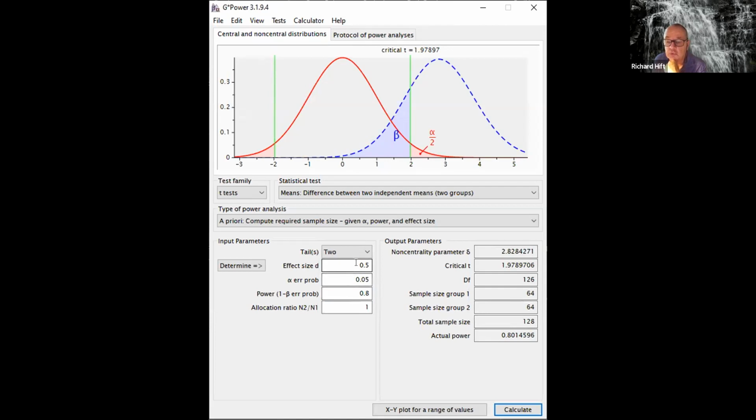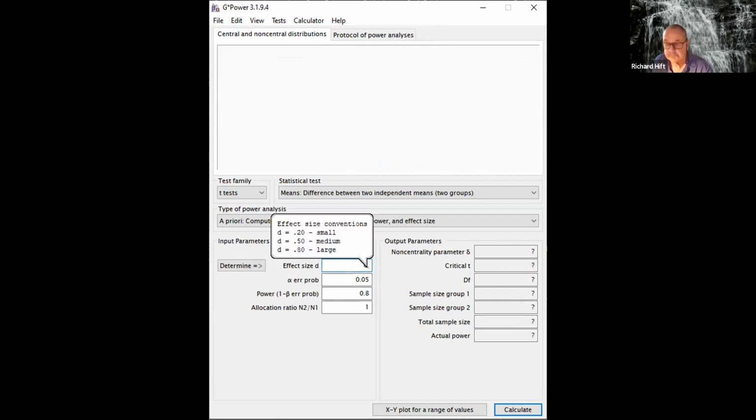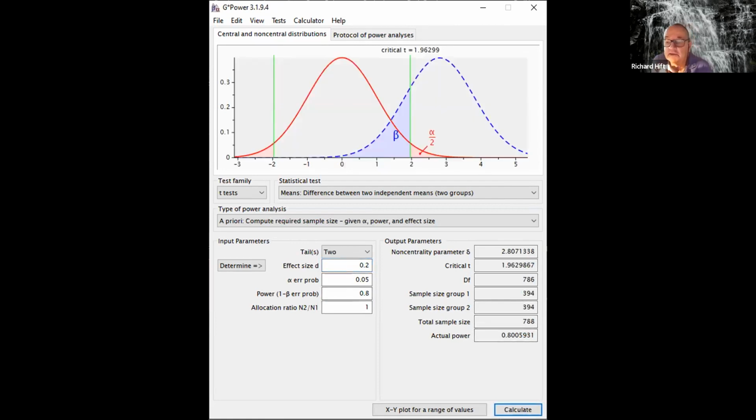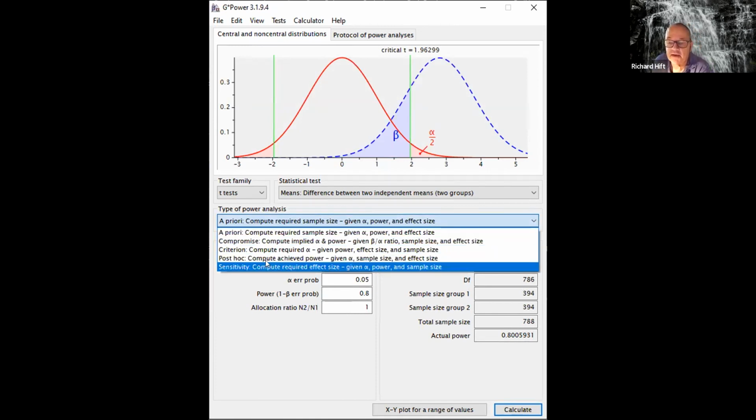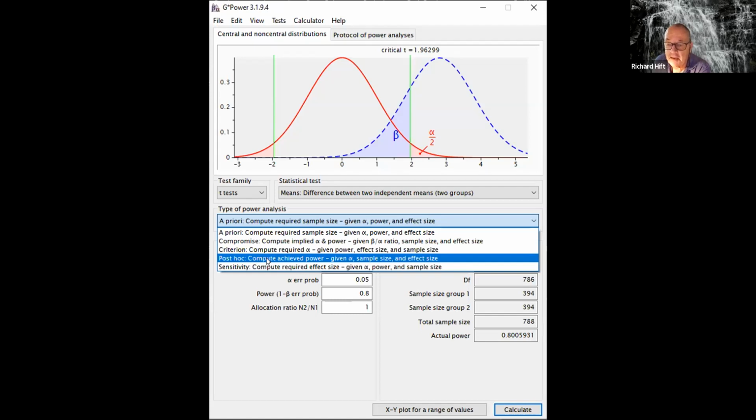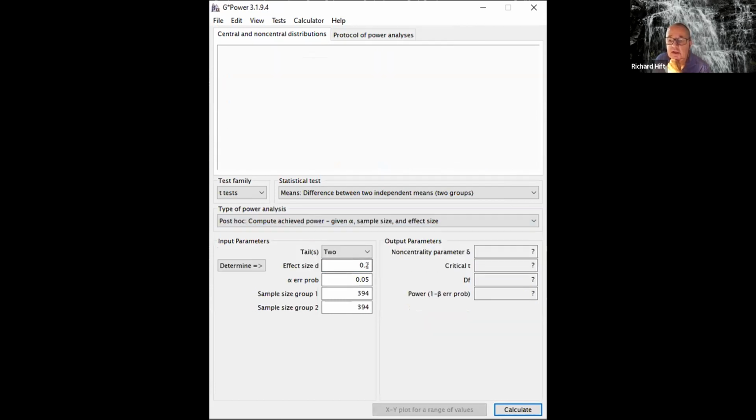If, on the other hand, I thought my effect size was smaller, 0.2 is a small one, even at the 80% level, 788 sample size in order to show it. Right, so that's actually quite sobering. But as I said, this program will look at the things the other way around. Compute achieved power given alpha, sample size, and effect size. Let's try that. Okay, right.